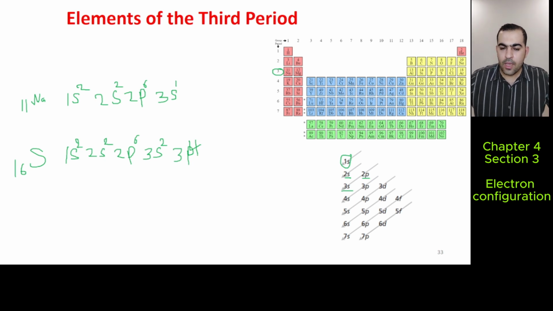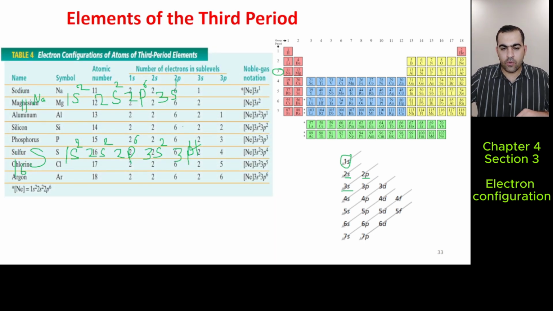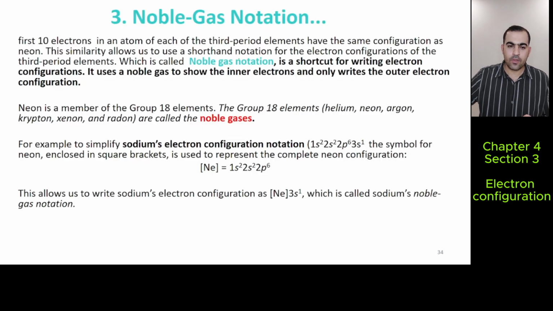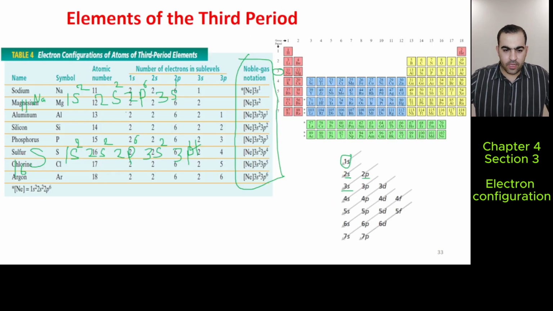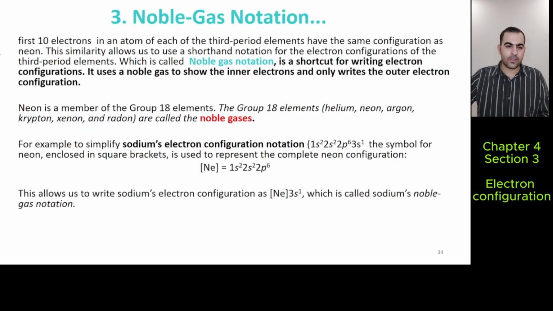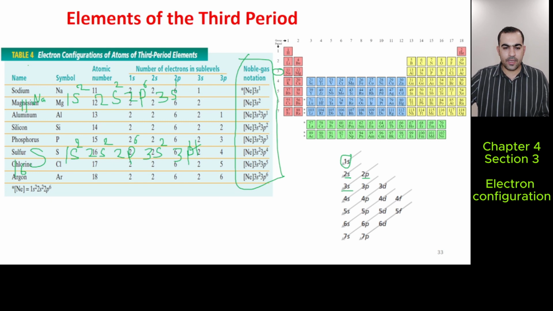Okay, but here we have another method, which is noble gas notation. What's noble gas notation? Noble gas notation is the third method to write electron configuration. For the third period, the electron configuration is going to be long, and we need to make it shorter, so we use a noble gas. The first 10 electrons in an atom of each of the third period elements have the same electron configuration as neon.